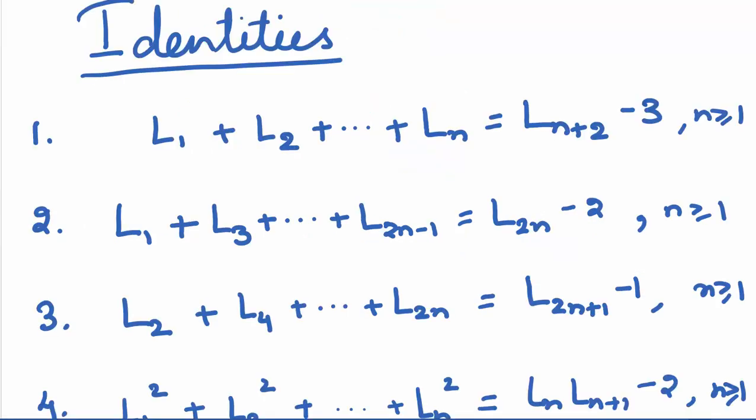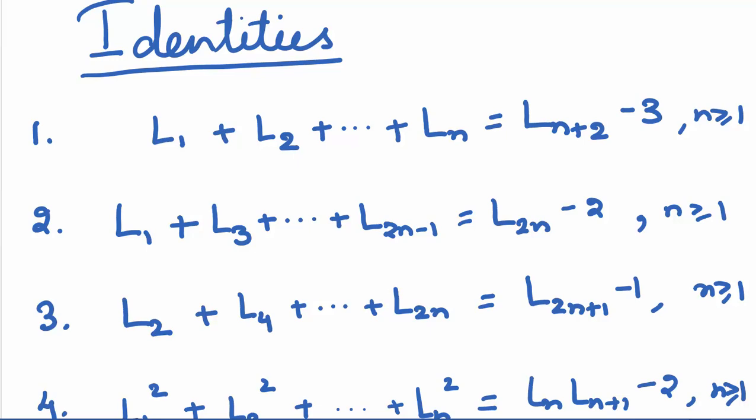Let's look at some identities. Just like Fibonacci numbers, Lucas numbers also follow some identities. If we add the first n Lucas numbers, L1 plus L2 going up to Ln, we will get L(n+2) minus 3, where n is greater than or equal to 1. If you add all the Lucas numbers which have an odd suffix, starting with L1 plus L3 going up to L(2n-1), you will get L(2n) minus 2 for all values of n greater than or equal to 1.